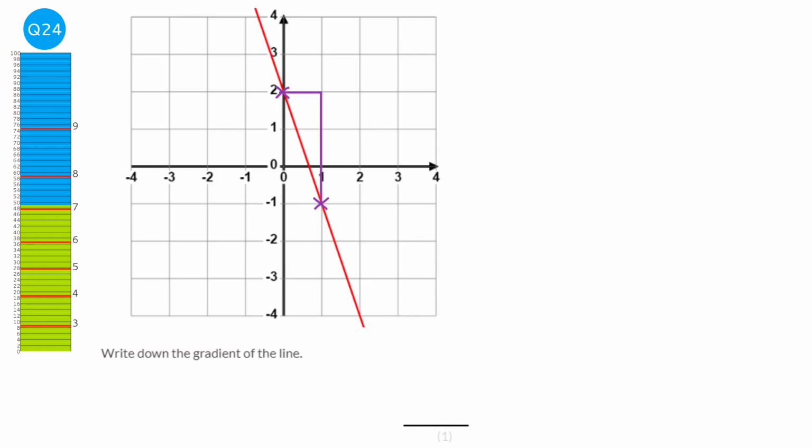But here you can see that we've gone down 3. So it's a negative 3. It's gone down 3, and we've gone 1 to the right. So that's going to be minus 3 over 1, or just minus 3. So the gradient, a different definition of it, is how far up we go when we go 1 to the right. So here we've gone 3 down, so it's going to be -3.